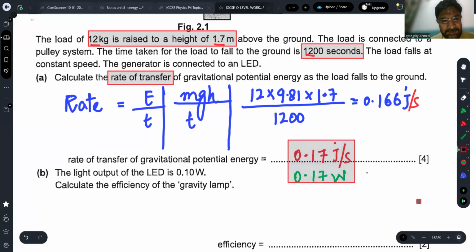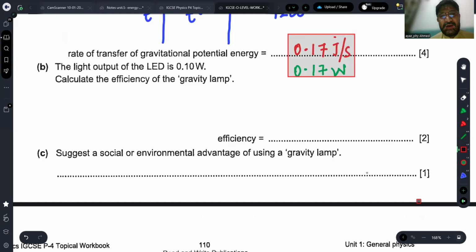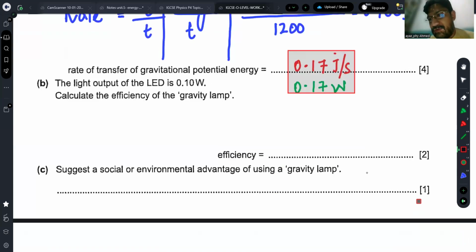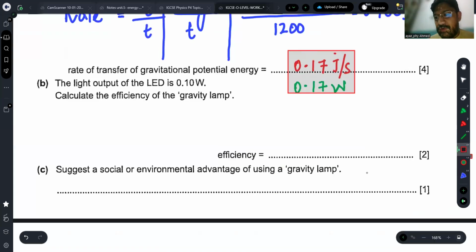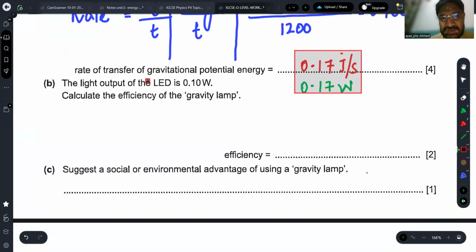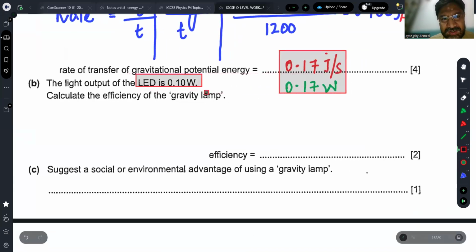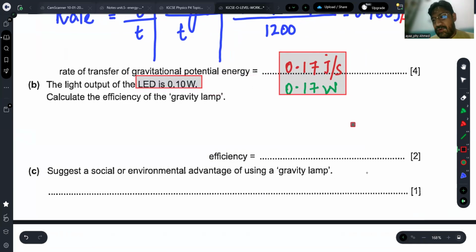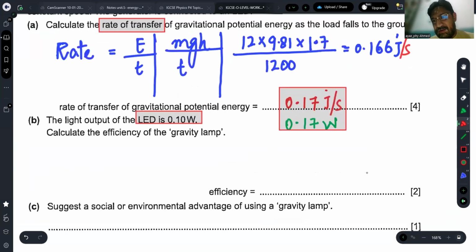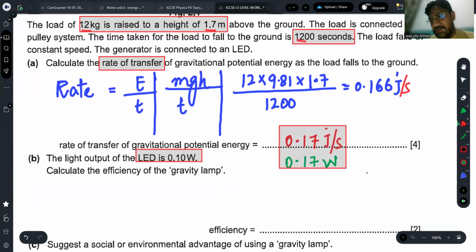The next is the light output of the LED is 0.1 watt. What is the output of the LED? Output of the LED is your 0.10 watt. And here is basically that input. This is what you have calculated here. You will use that calculated number. That is your input.